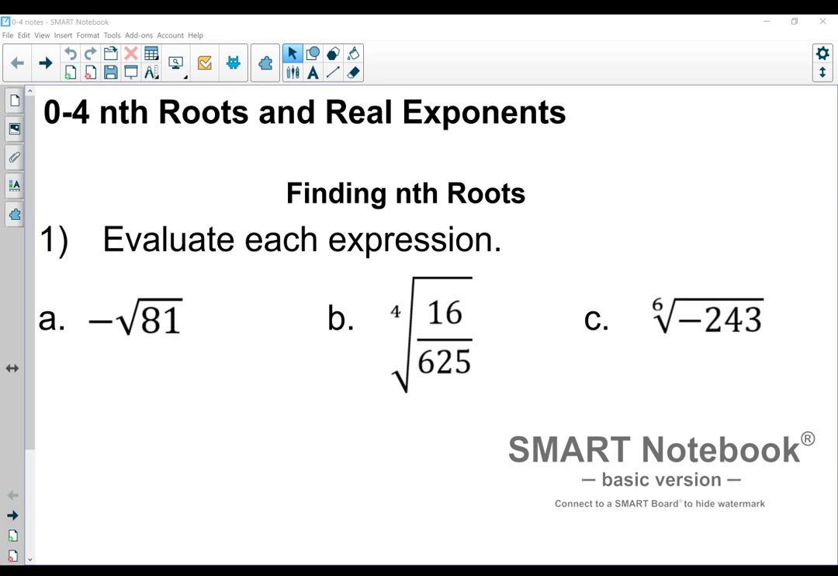Nth roots and real exponents. So first we're going to look at finding nth roots, and you'll notice that these first three examples only have numbers. We have no variables involved here.